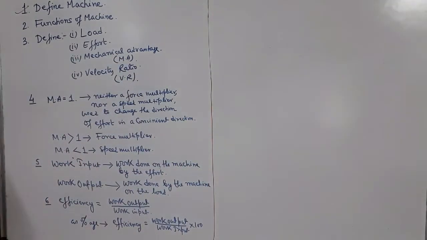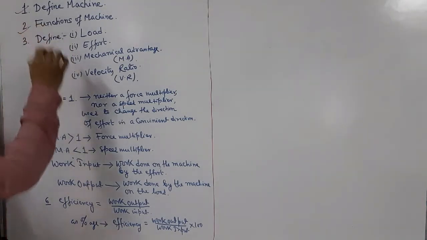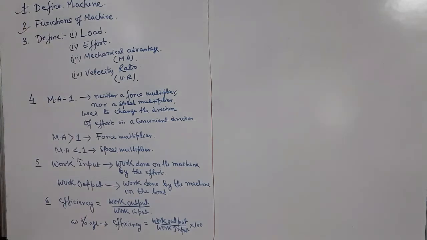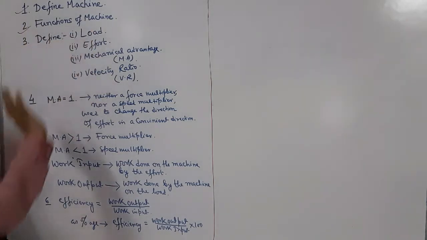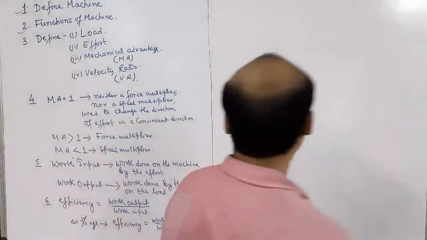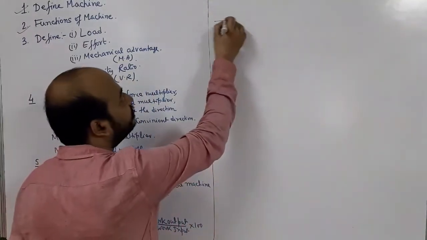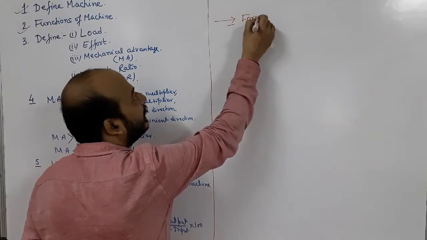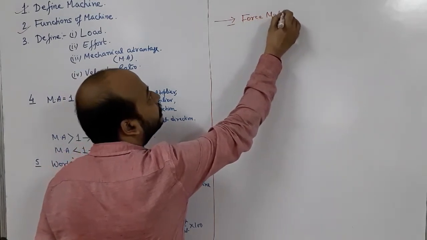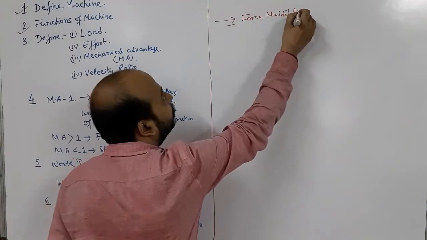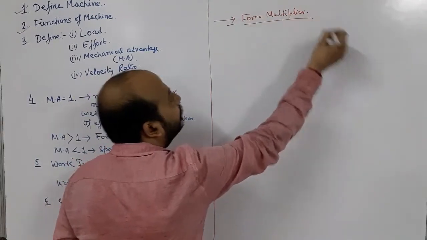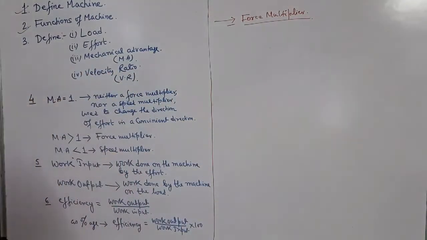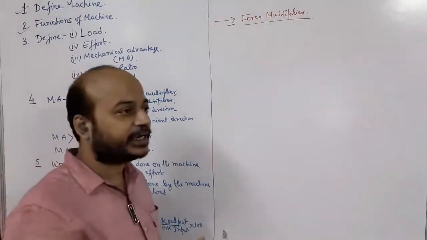And how does it make it easier? For that we will understand the function of machine. Now in the definition only the functions of machines are given. So what are the functions of machine? A machine can act as a force multiplier. That means in fact it multiplies force.